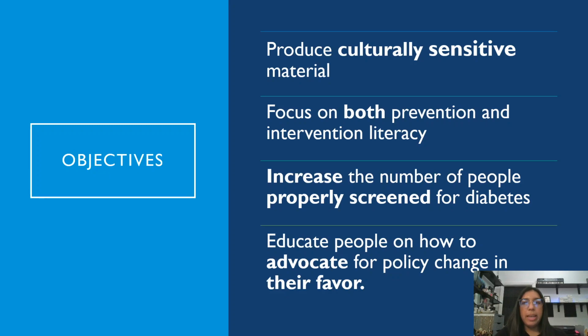Third, I aim to increase the number of people who are properly tested and diagnosed with diabetes. And finally, I plan to share information with this population that will lead to changes in policy that make it easier and not more difficult for them to achieve healthier outcomes. An example of this is advocating to expand the number of places that accept SNAP or WIC funding, or to advocate for clean and safe public exercise spaces.